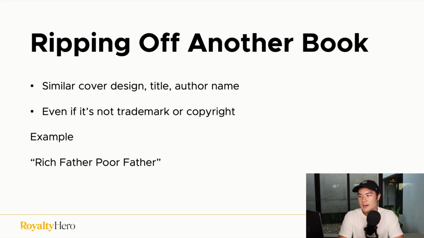So the next one is ripping off another book. And this is a huge one. If you create a book cover or title that is very similar to your competitor's, you know, author name as well, even though that book title is not trademarked or copyrighted, because you cannot copyright a book title. Even if that's the case, if it's still very, very obvious that you're ripping off their title, then you will get in trouble. An example of this is creating a title like Rich Father, Poor Father, right? It's very obvious that you're trying to piggyback off of a very popular title, Rich Dad, Poor Dad, and you will get banned for it.